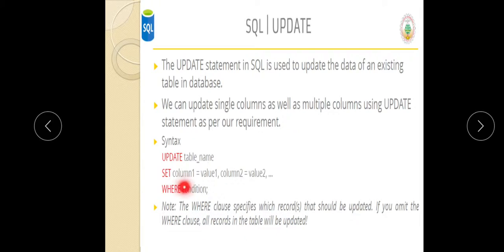If we are not having any where clause, all the values in these particular columns will be updated. That is, we are updating column 1 as value 1, column 2 as value 2. If we are not providing the where condition, all the column 1 values will be updated with this new value, and column 2 values will also be updated with this new value. If we specify the where clause, it specifies which record or which row we are going to update.